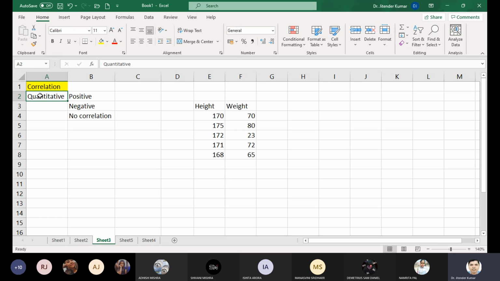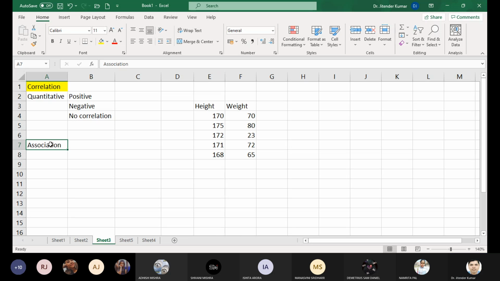Now you may ask, if it is for quantitative variables, what if we are trying to find out the relationship between two qualitative variables? For that we have another term, which is called association. We are not studying association in this particular module. We'll learn about it later on. So for correlation, you always have to mention it is a quantitative variable. Quantitative variables can be anything: height, weight, blood pressure, blood sugar, anything that you can measure on a scale.